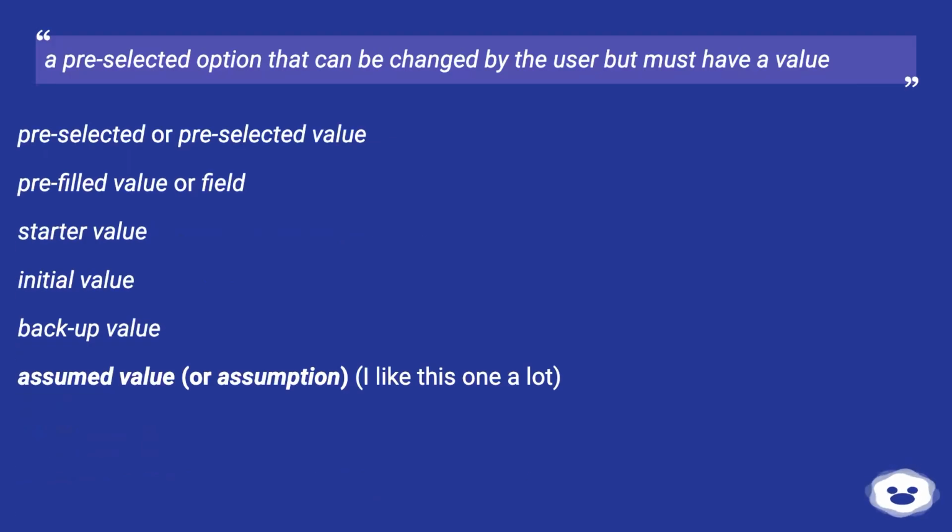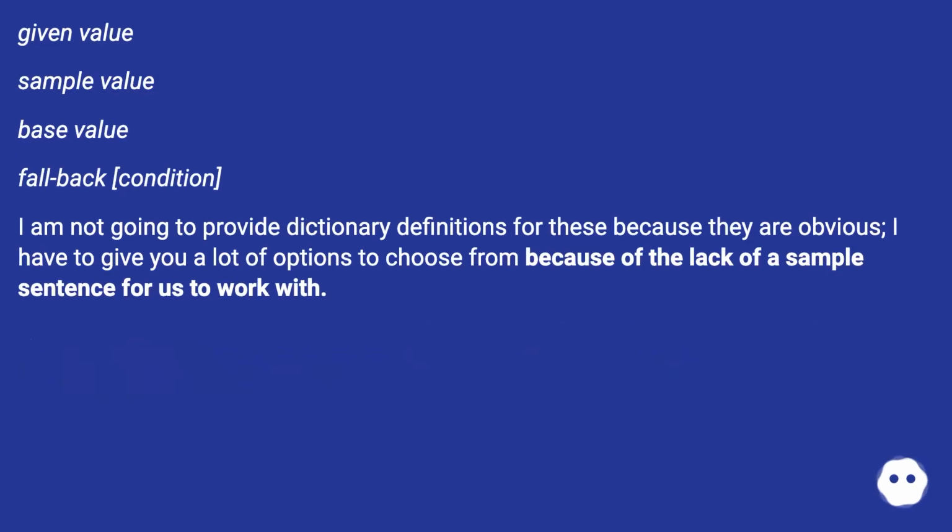A preselected option that can be changed by the user but must have a value: preselected or preselected value. Prefilled value or field. Starter value. Initial value. Backup value. Assumed value, or assumption. I like this one a lot. Given value. Sample value. Base value. Fallback, condition. I am not going to provide dictionary definitions for these because they are obvious.